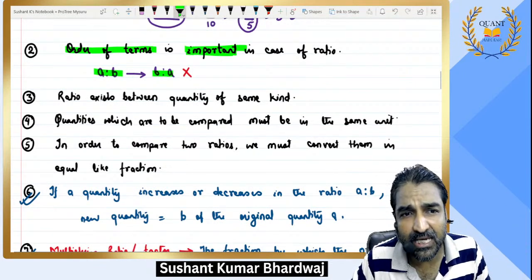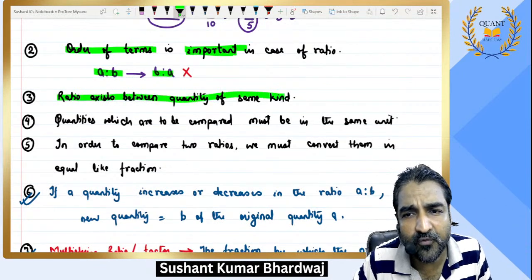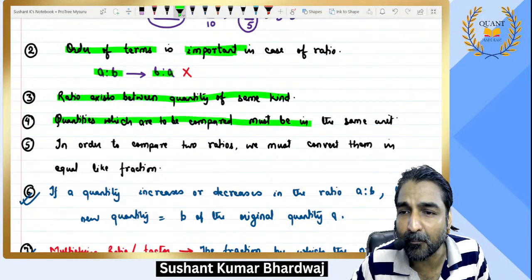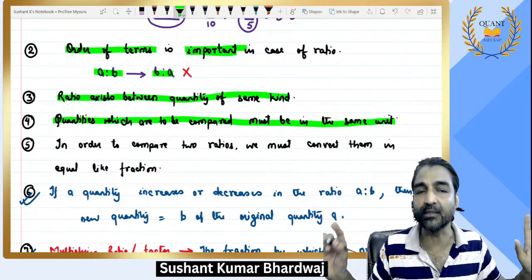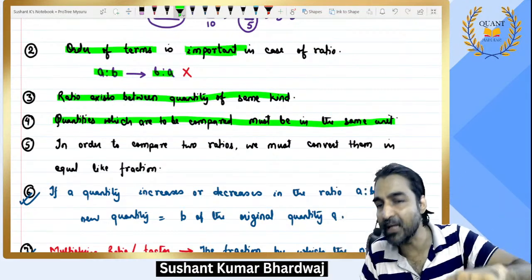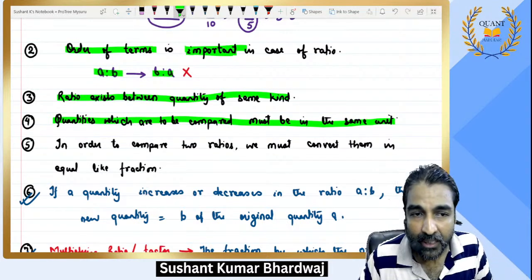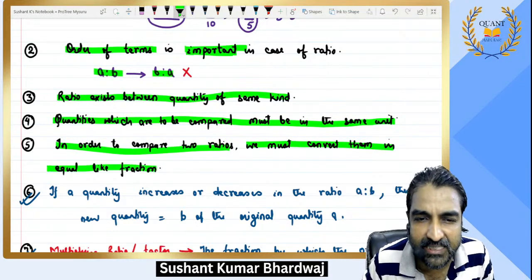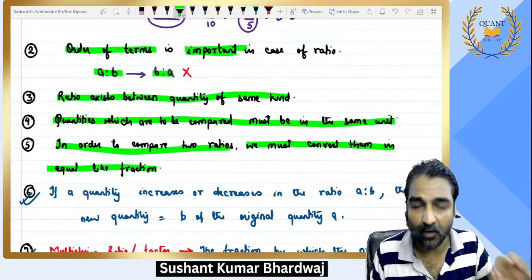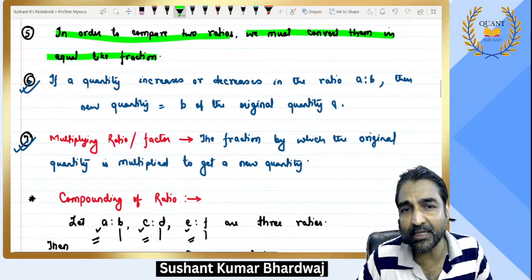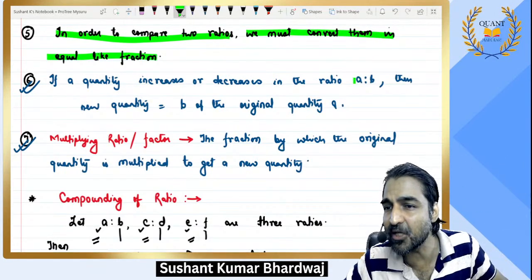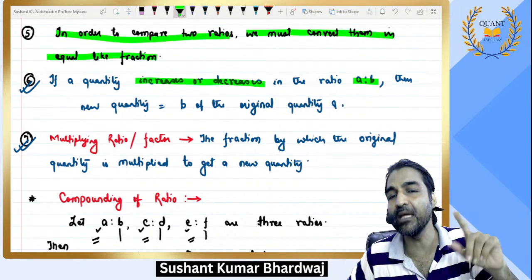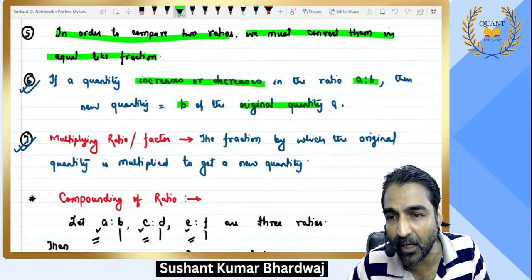Third, ratio exists between quantities of the same kind. Quantities which are to be compared must be in the same unit. In order to compare two ratios, we must convert them into equal like fractions. I discussed this yesterday. Now next one: if a quantity increases or decreases in the ratio A ratio B, then the new quantity will be equal to B upon A of the original quantity.